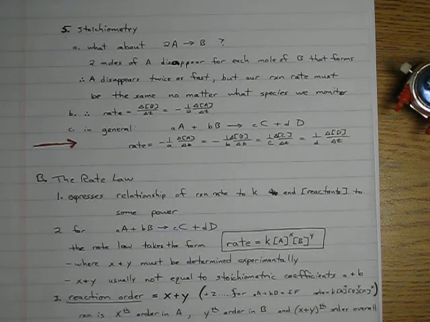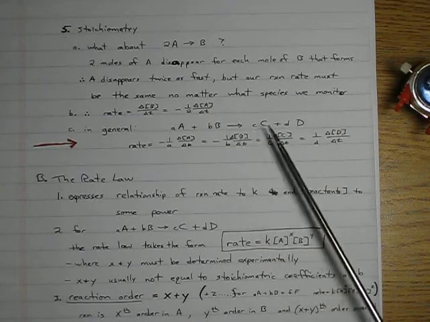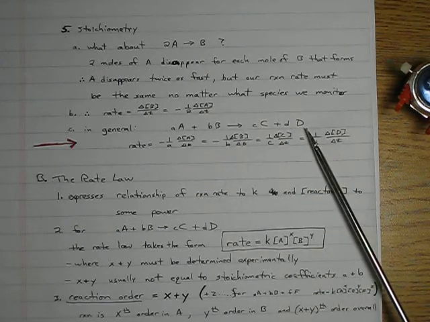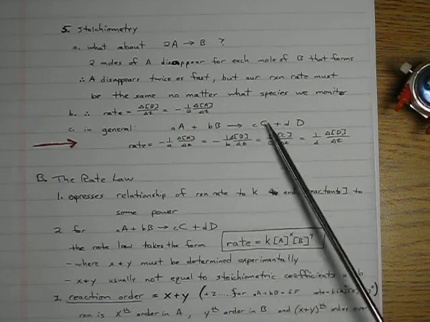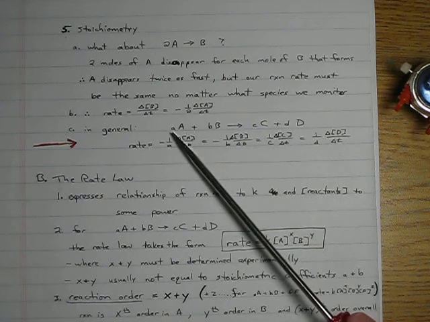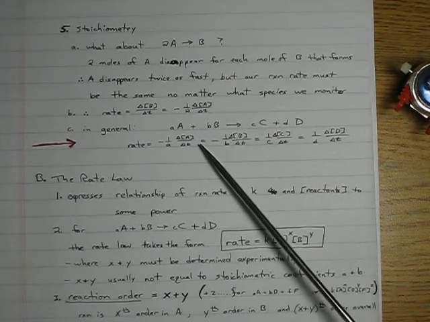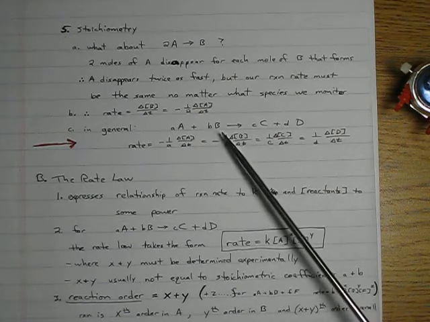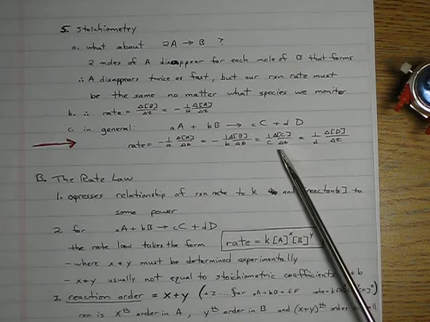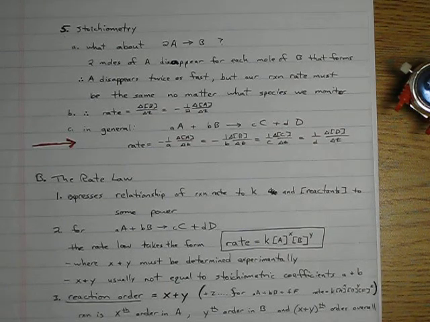So, in general, if we have a general reaction, a moles of A plus b moles of B goes to c moles of C plus d moles of D. Hint, you're going to be seeing this general reaction all the time this semester. The rate of the reaction would be 1 over little a, 1 over the stoichiometric a, times the change in concentration of A with the change in time. That will be the same as 1 over little b times the change in concentration of B with the change in time, equals 1 over little c times the change in concentration of C with change in time, equals 1 over little d times the change in concentration of D with the change in time.